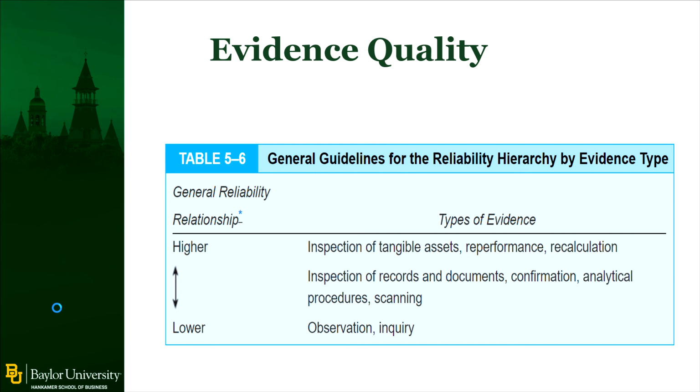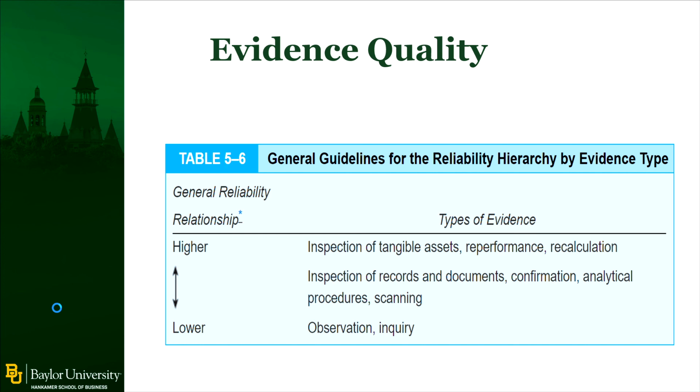So of course, I could get a sales invoice and match it to a shipping document and customer order, but it could be that those are falsified. So generally they are reliable, but there is always that risk. Confirmation is more reliable. It is a third-party source, but again, it could also be contaminated. So again, auditors just have to consider that risk.